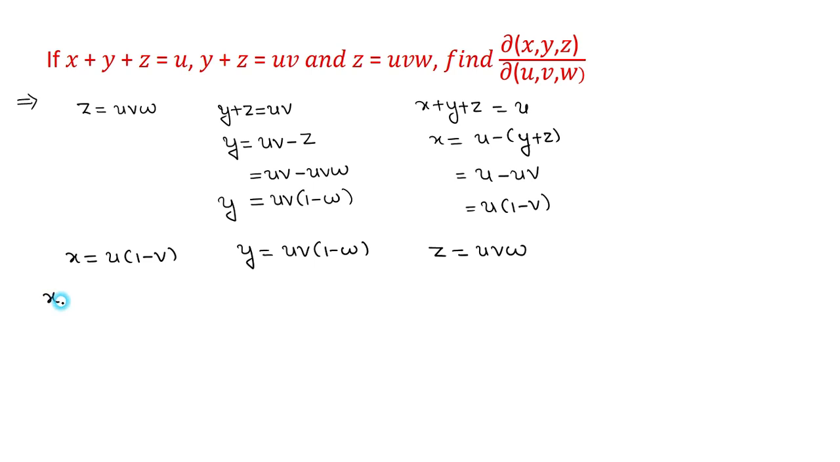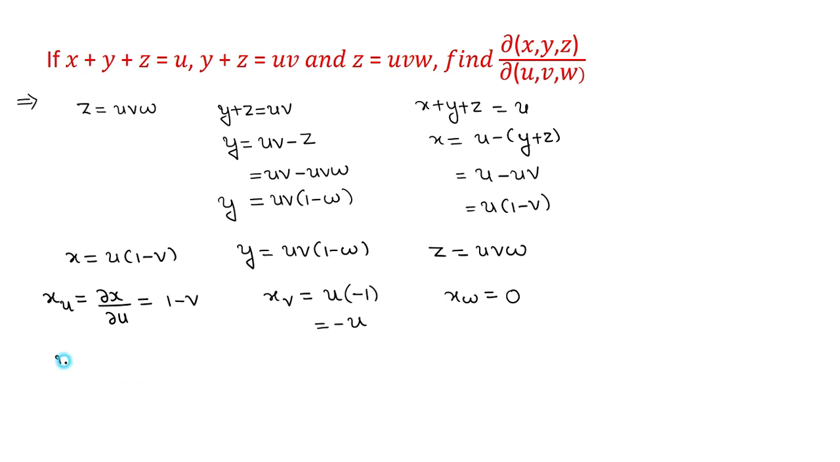So the partial derivative of x with respect to u, which we can also write as ∂x/∂u: in this case, 1 minus v is the constant. The derivative of u with respect to u is 1. For x with respect to v, u is a constant. The derivative of 1 minus v is 0 minus 1, so it is minus u. For x with respect to w, there is no w in x, so the derivative of x with respect to w is 0.